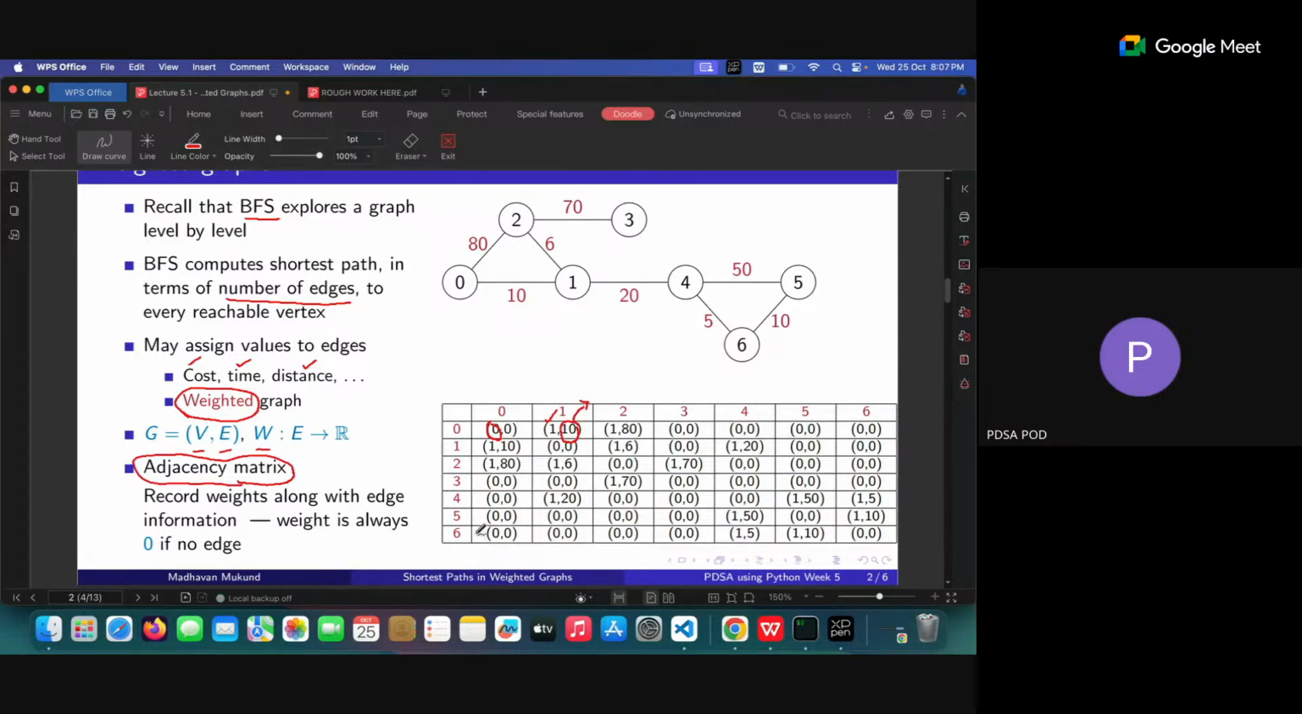In a similar way, if you look at 5 to 4, you have 5 to 4 there. Whenever 5 to 4 is there, the path is available, so it's true. Wait a minute. It is 5 to 4. Excuse me, sir. It is 5 to 4. Yeah, tell me.